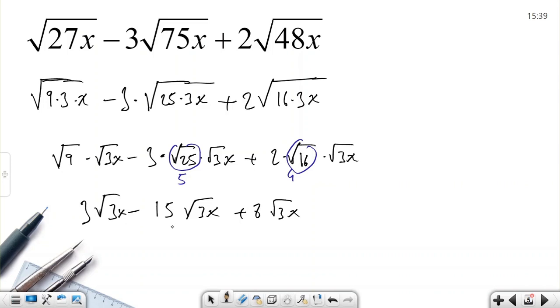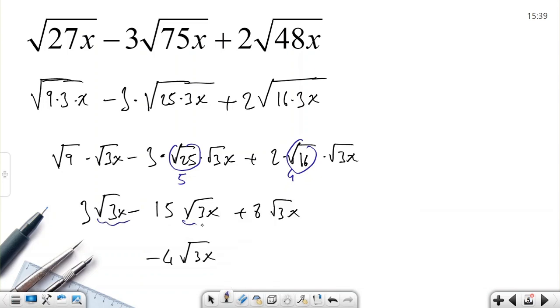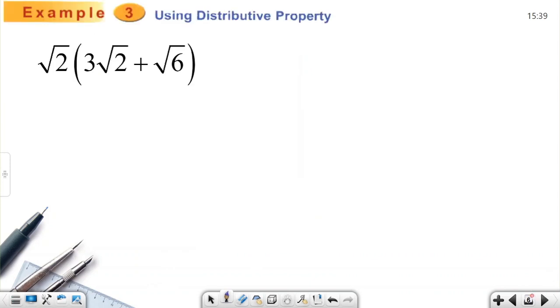So 3 minus 15 minus 12 plus 8 minus 4, so all of them it will be minus 4 square root of 3x. As you see, they are like radicands. So 3 minus 15 minus 12 plus 8 minus 4 square root of 3x.